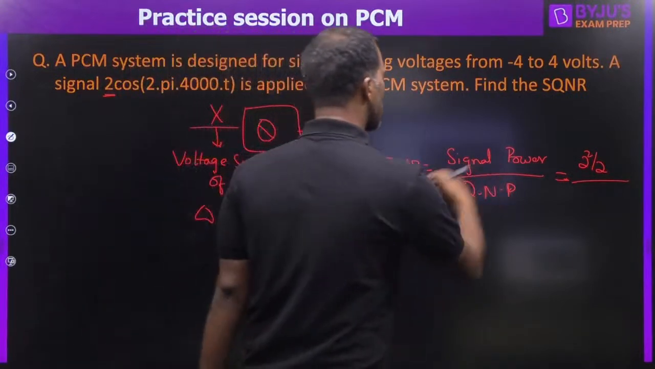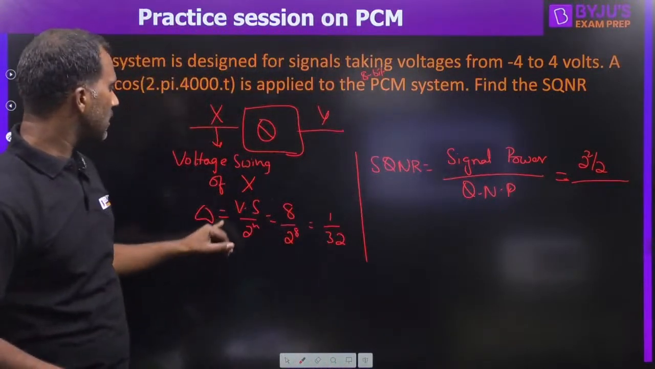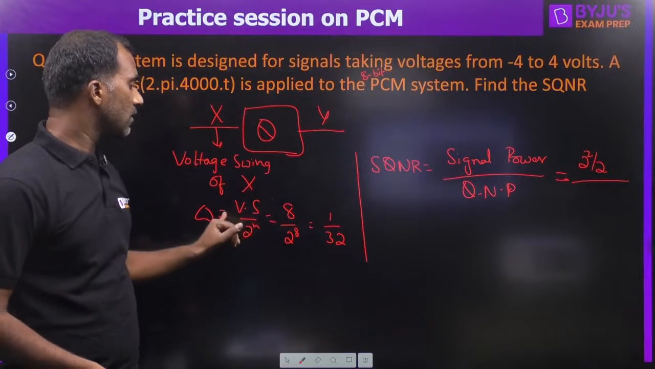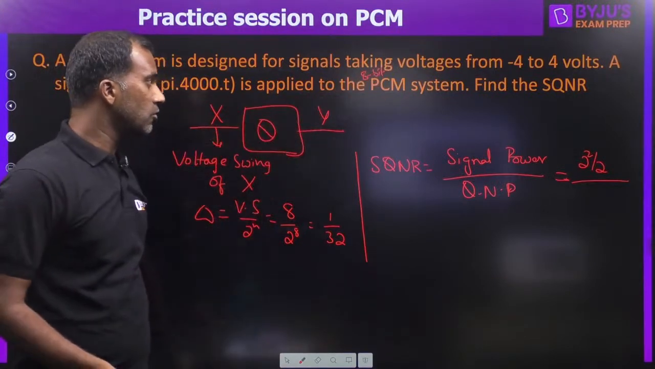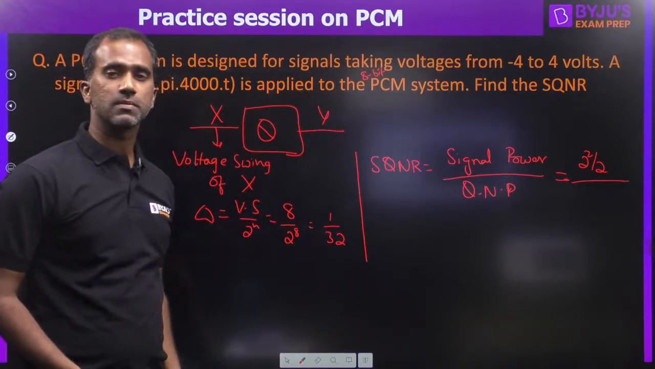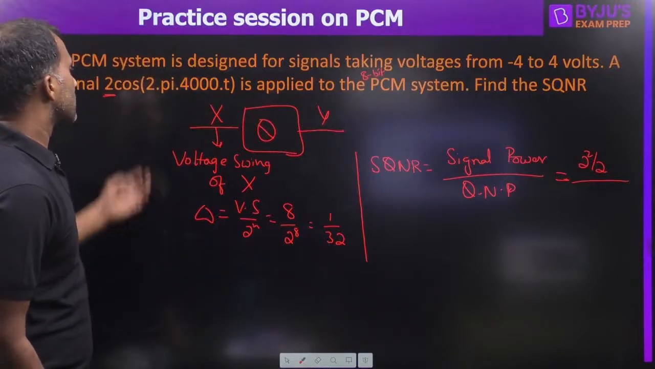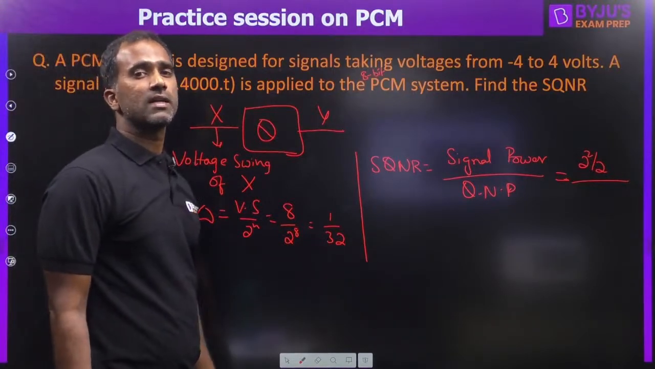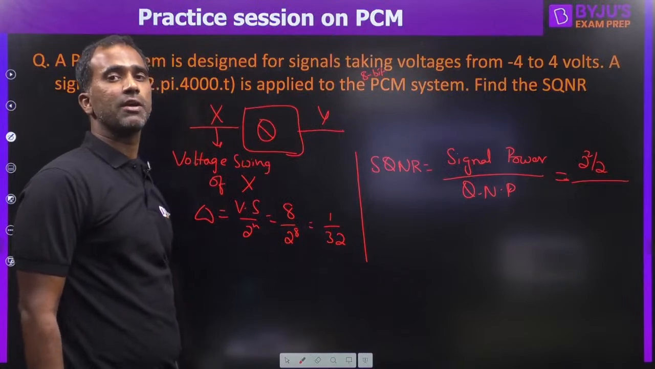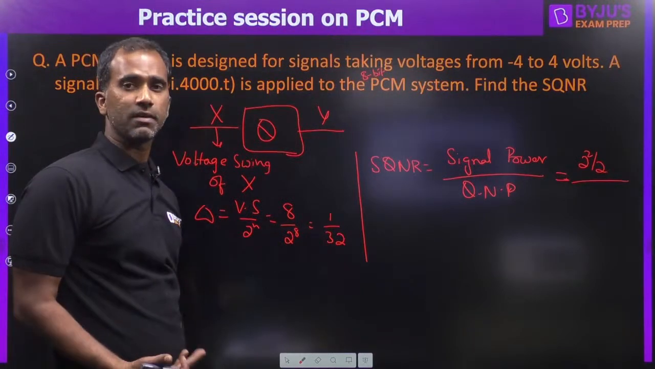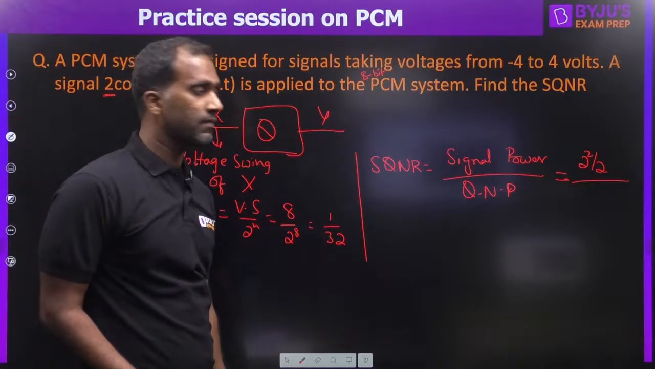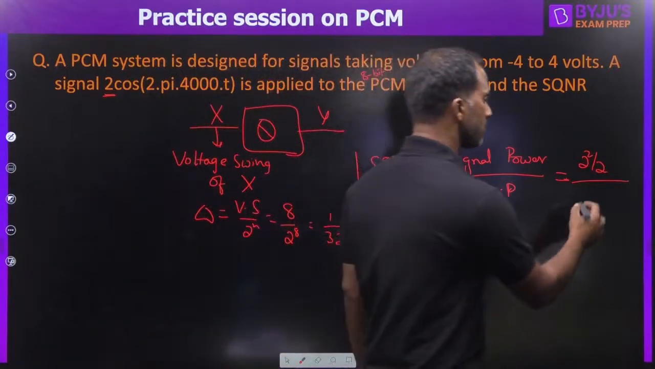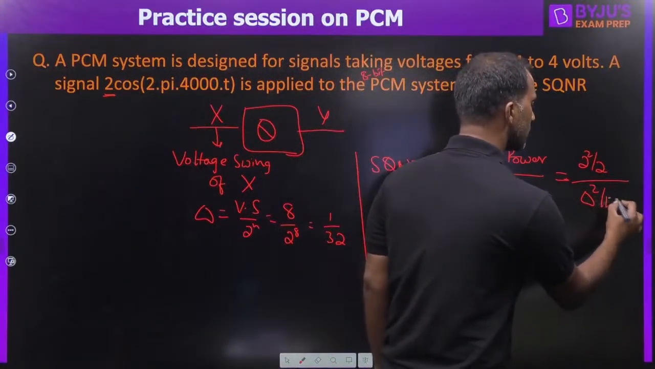Okay, next, quantization noise power. Quantization noise power is designed according to that voltage swing, -4 to +4, which means we're going to this step size. And because it is a sinusoidal signal, we can assume quantization error has a uniform PDF. If quantization error has a uniform PDF, we know the quantization noise power. It is del square by 12. We know that much.